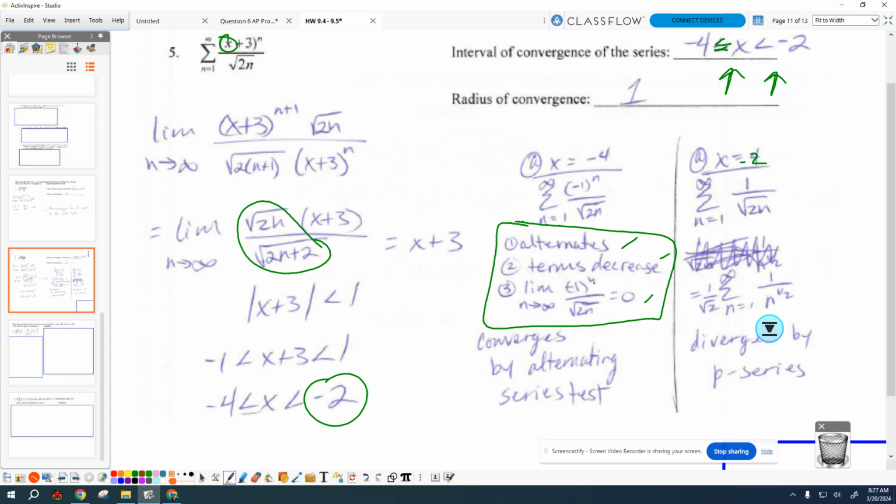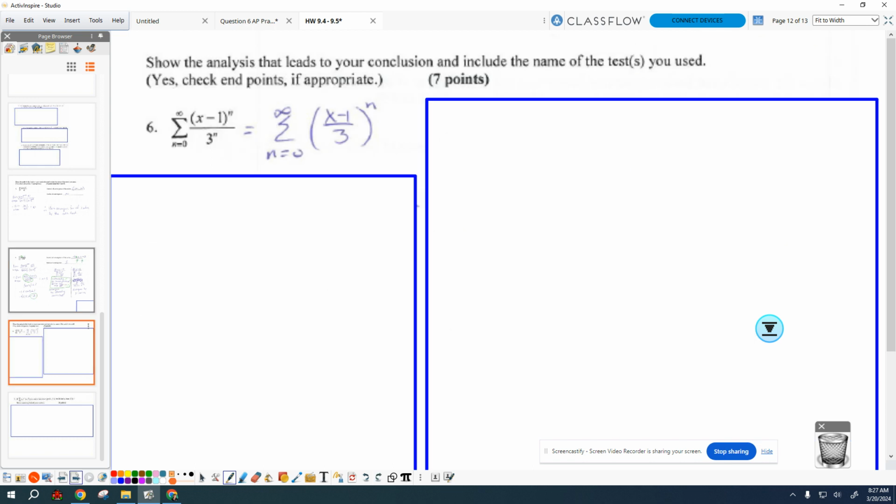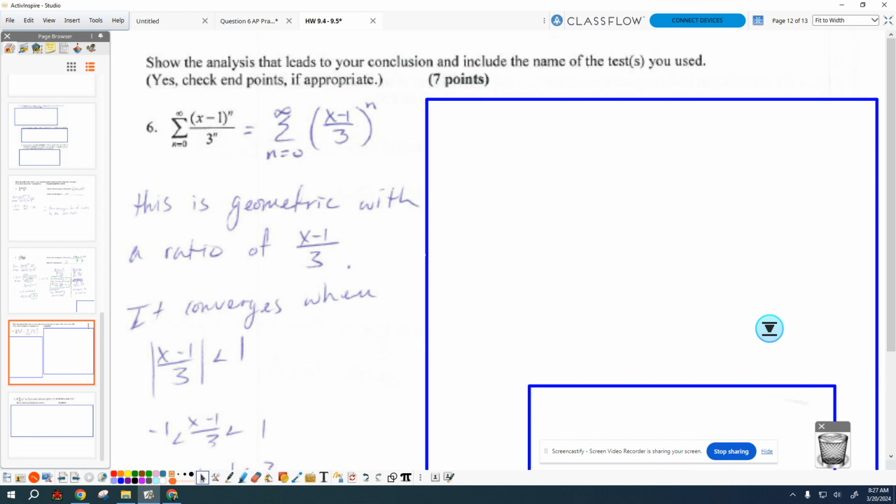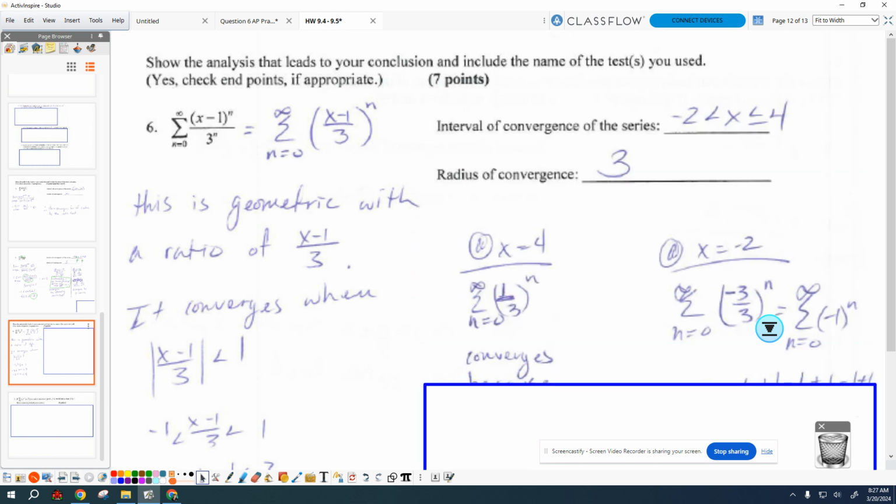The only thing to the alternating series test is to know that it exists and has these three conditions. Was there a 6? I don't know if they, yes.